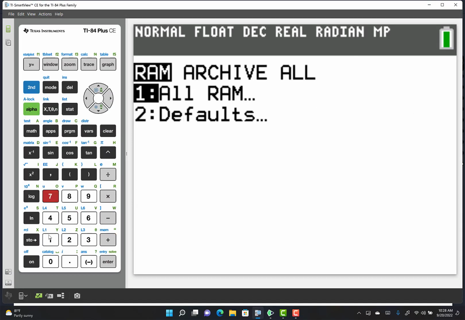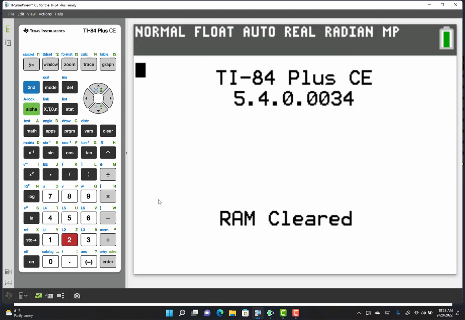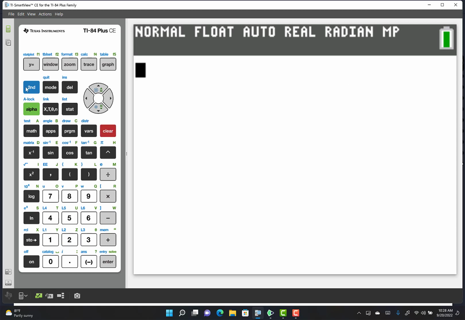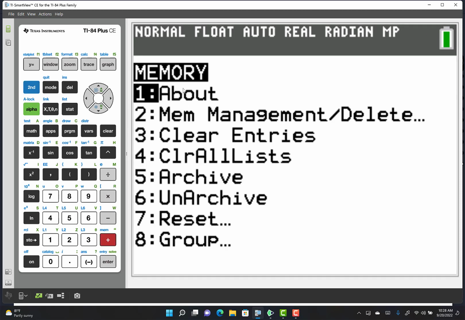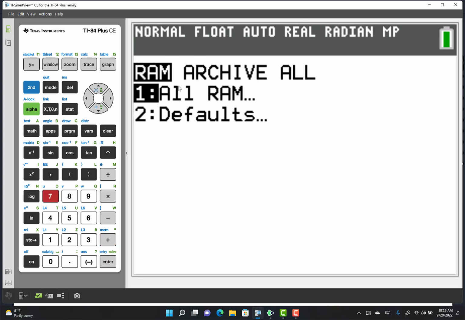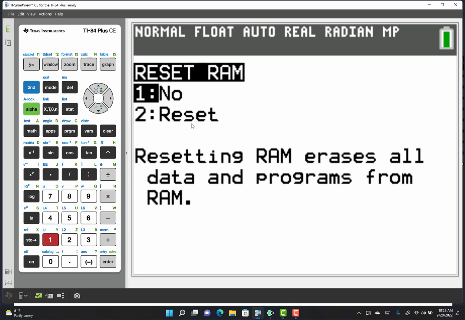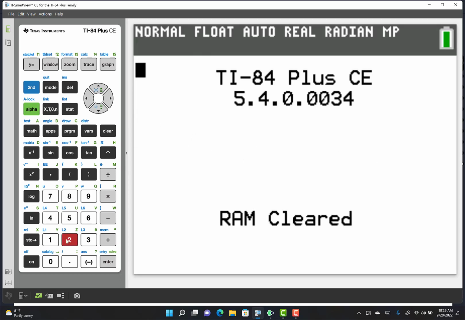Second memory 712. Does everyone know how to reset these calculators? Okay, I'm going to show you. All of them are the same, the yellow ones or the new ones. Push the second button. It should show arrow up key. Push the plus sign. You should see memory. Then push 7, because it says reset. Then it says all RAM or defaults, put number 1. And then put number 2 for reset. And you'll get a brand new screen. And that resets everything. Cool? Okay.